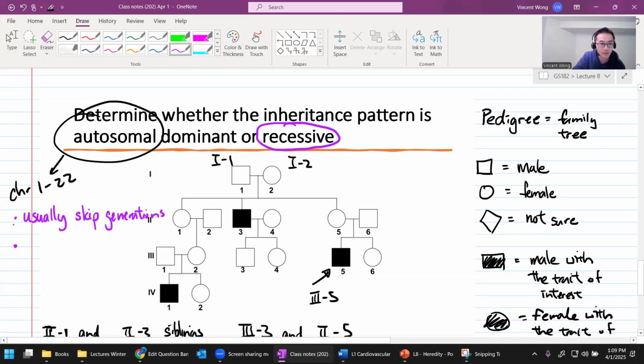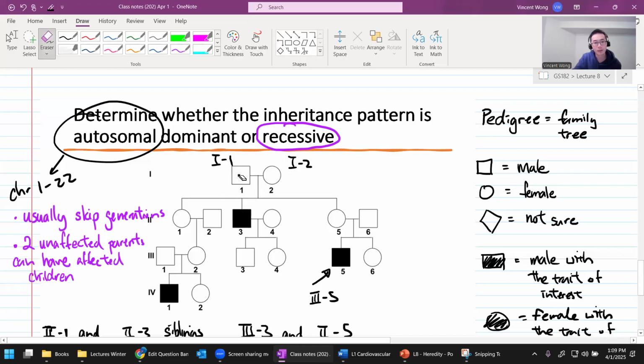Also, another key feature is that two unaffected parents can have affected children.